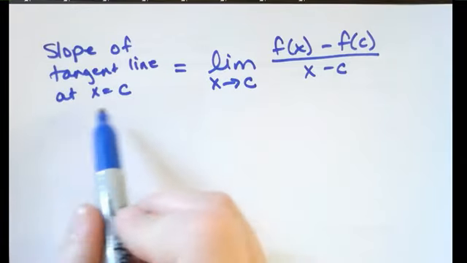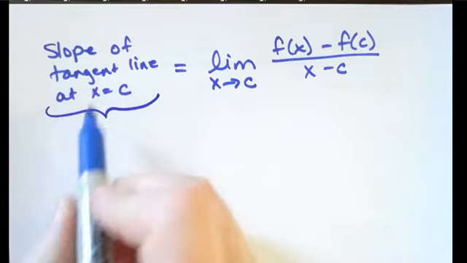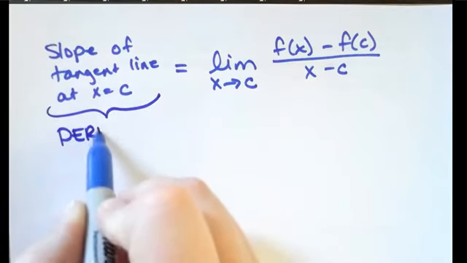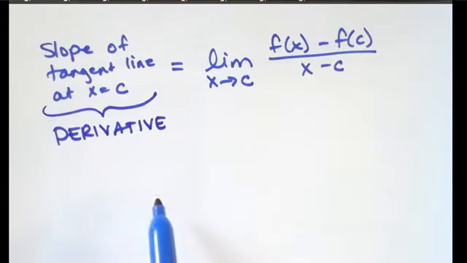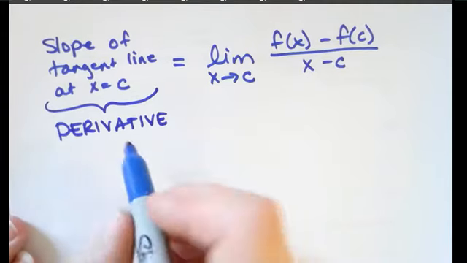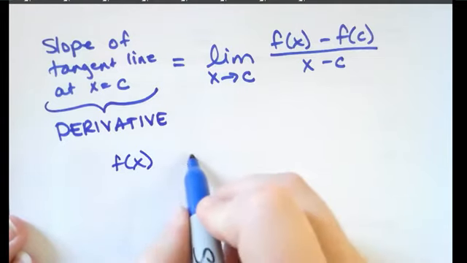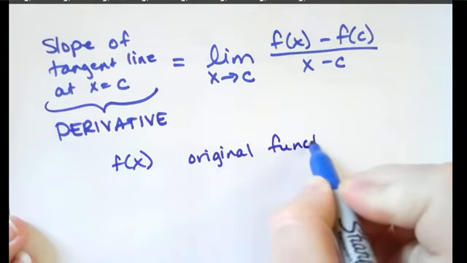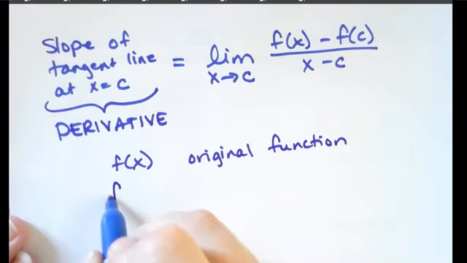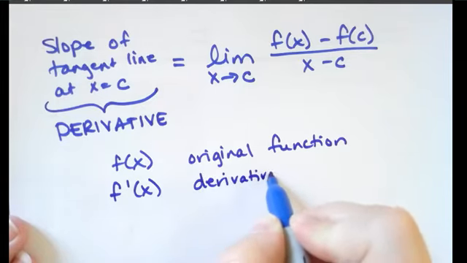So we use another word to describe the slope of a tangent line at a point, and that word is known as the derivative. This is a key concept in calculus. We'll spend a lot of time talking about that in AP Calculus this year. Because it's such an important concept, we give it its own notation. So we use f of x to talk about the original function. We use f prime of x to talk about the derivative function.